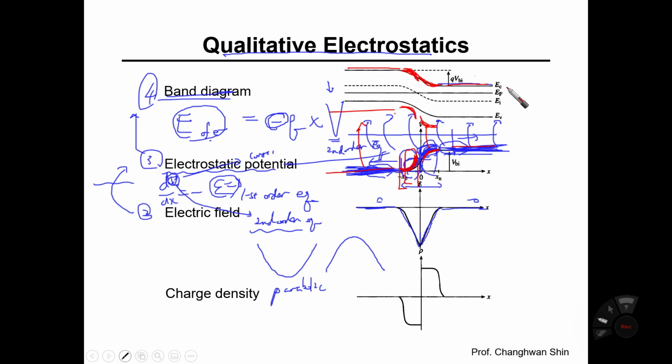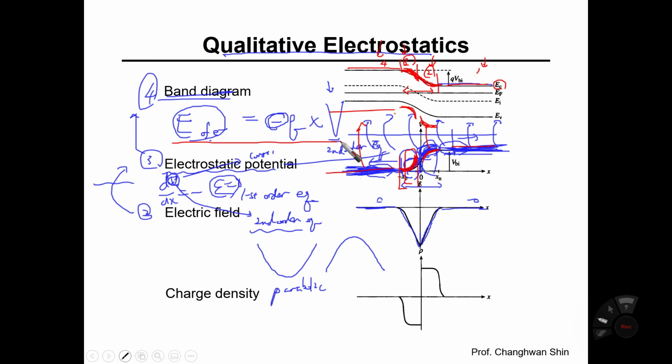Okay, so the conduction band edge line has been split into 4 different areas, right? So 1, 2, 3, 4. And now you can draw the conduction band edge line for each region. But definitely regions number 2 and 3 correspond to the depletion region of the PN diode.